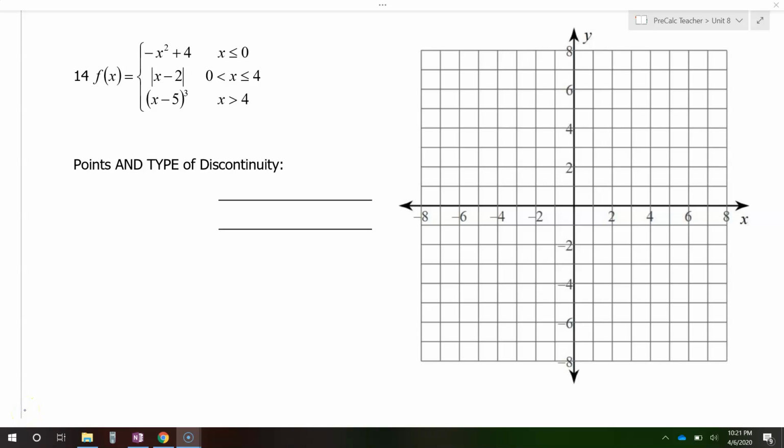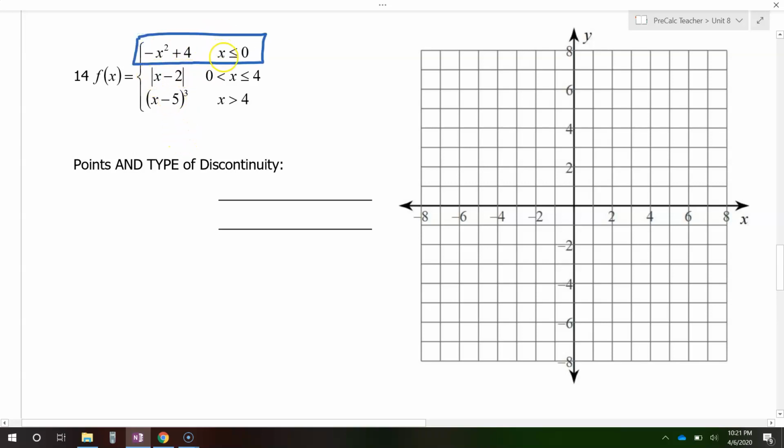In this video, I will show you how to graph this really cool piecewise function. And in the end, we will describe any points of discontinuity that show up. So let's get started, and we'll just take it one piece at a time. Let's start with this piece of the piecewise function.